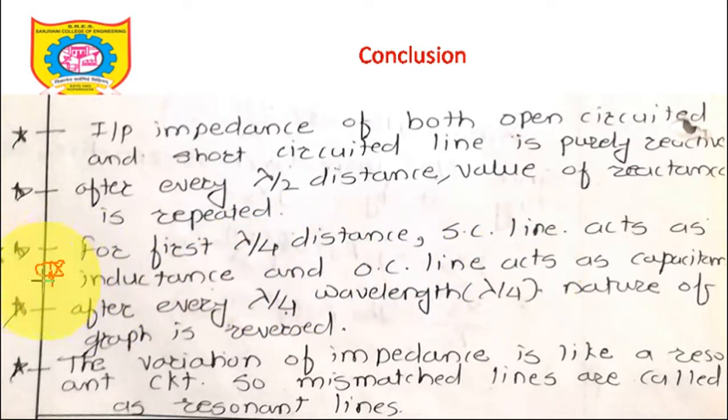This question is many a times asked in the competitive examinations even, that for first lambda by 4 distance, short circuited line acts as inductance, whereas open circuit line acts as a capacitance. You just remember one, that for first lambda by 4 short circuit inductive, for first lambda by 4 open circuit capacitive, and for the next lambda by 4 the nature is going to reverse. So for next lambda by 4 short circuit will now become capacitive and open circuit will now become inductive. This variation in impedance is like resonant circuit, so mismatch lines are also called resonant lines. Try to remember these 4 conclusions.